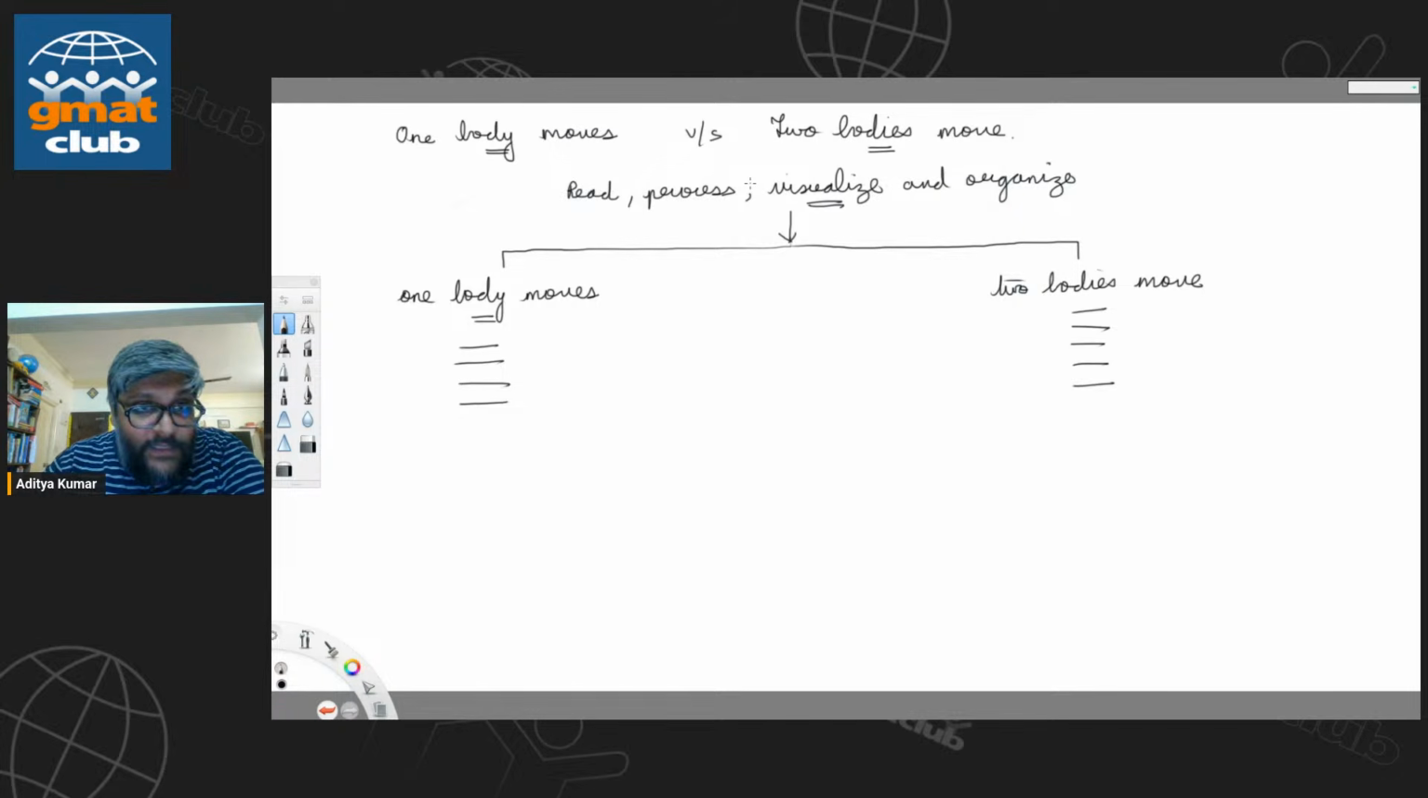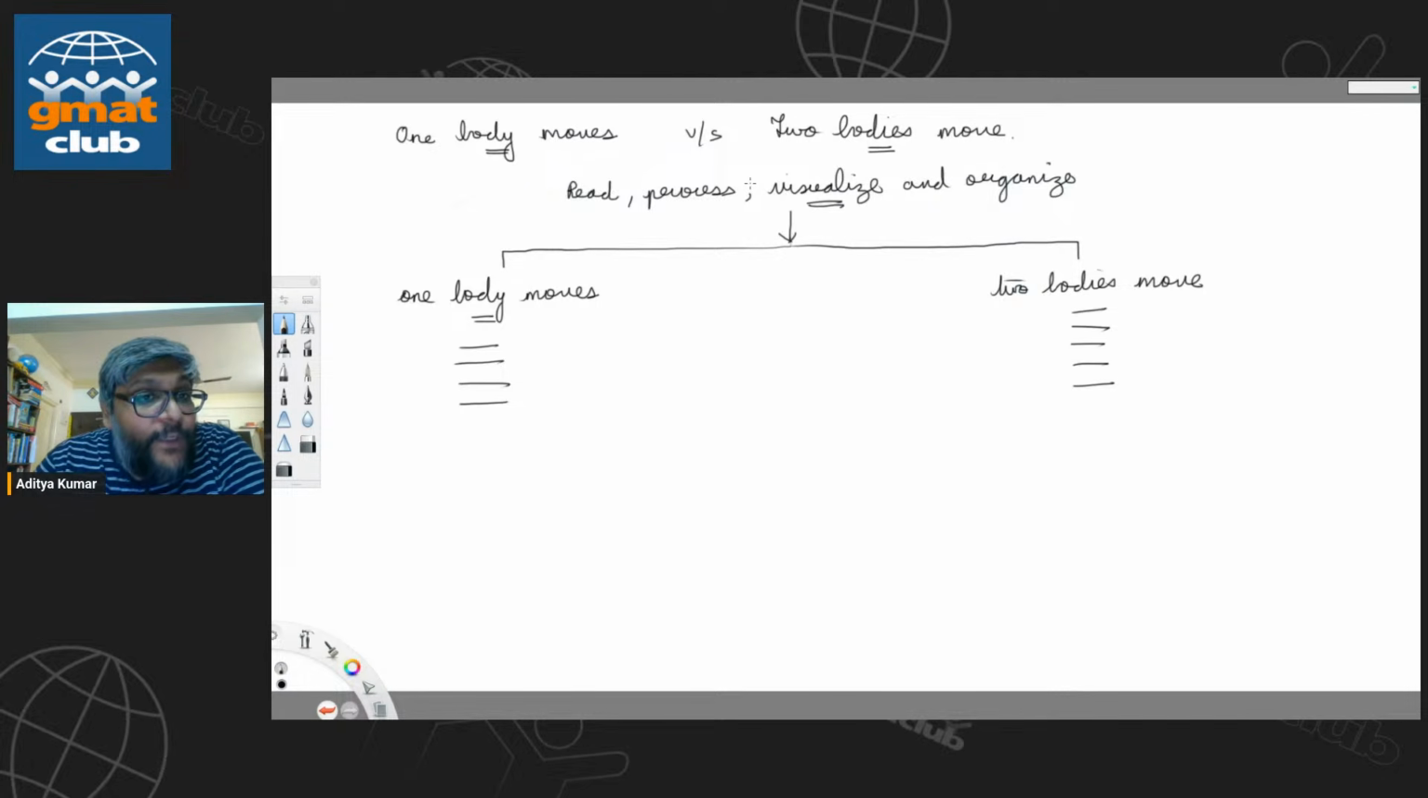We're going to ask whether it falls under a question where one body moves or two bodies move. I'm going to develop structures for what needs to be done when one body moves and what needs to be done when two bodies move. We'll work with one particular algebraic process of working, a very structured tabular format. And then we'll also explore other ways of working.